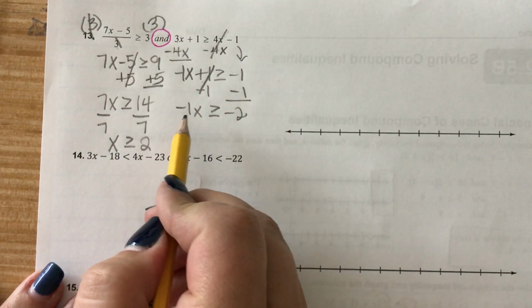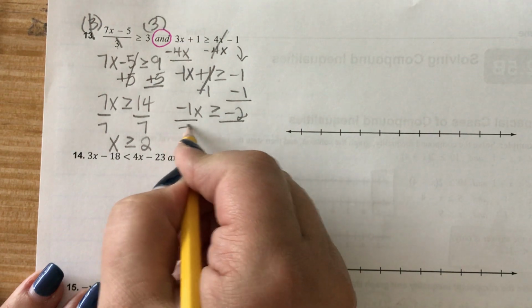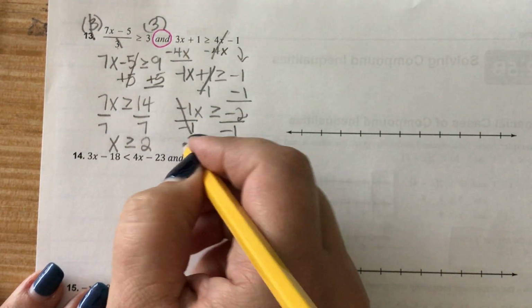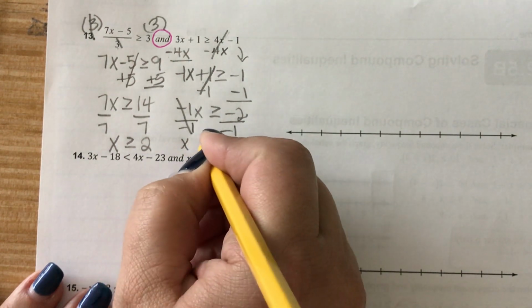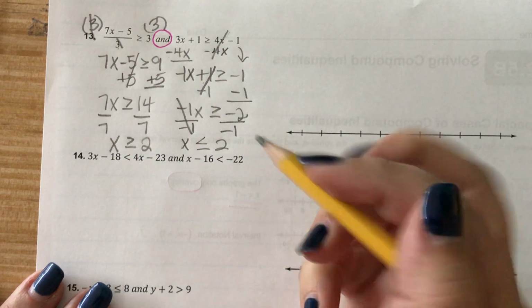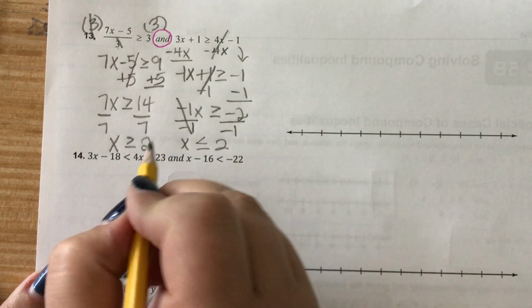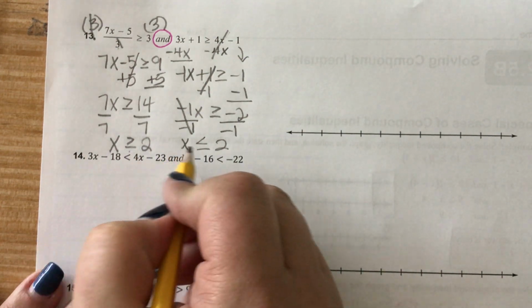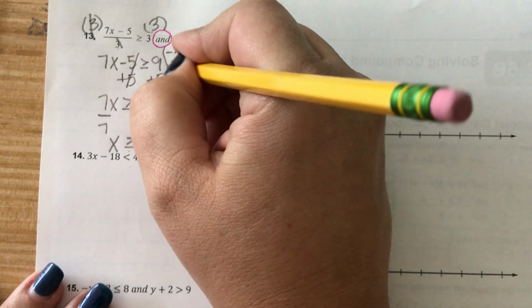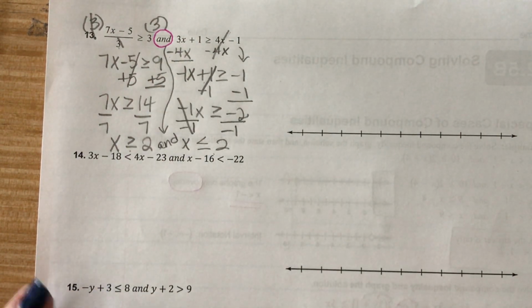Well, we still have to fix this. We're not done. So we got to get rid of this negative. We are going to divide by a negative on both sides to get rid of that sign. But when we divide by a negative on both sides or multiply, we flip that sign. Okay, so this is the other inequality. So I want only the solutions that make this true and that true, because this is an and statement. Okay, so they have to overlap for it to be a solution.